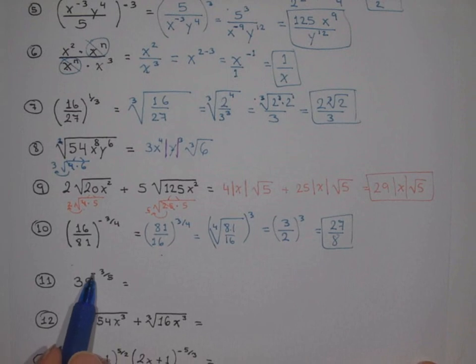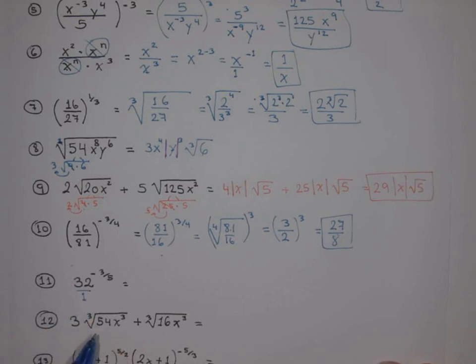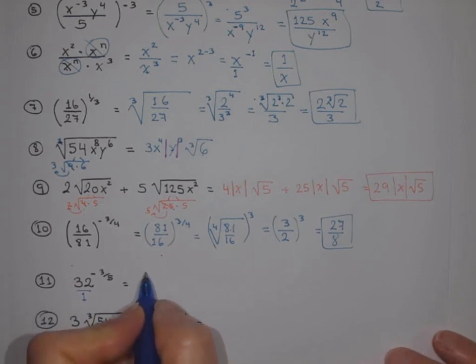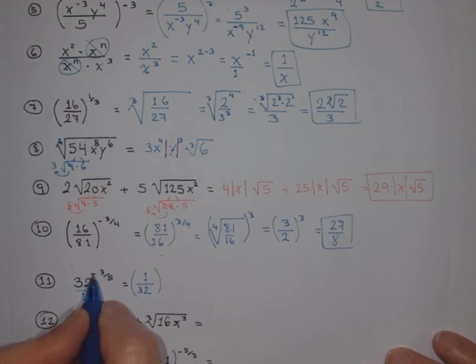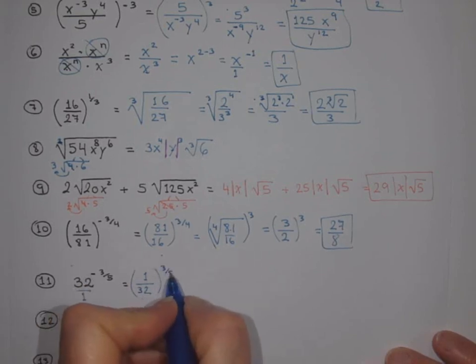Here I have a negative exponent, but I do not have a fraction, so I'm going to write it over 1. So now I can do the multiplicative inverse. So that will be 1 over 32. And now I don't need that negative anymore, so it will be 3 to the 5th.